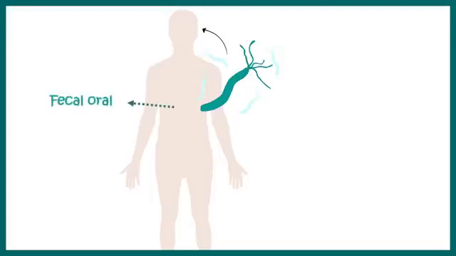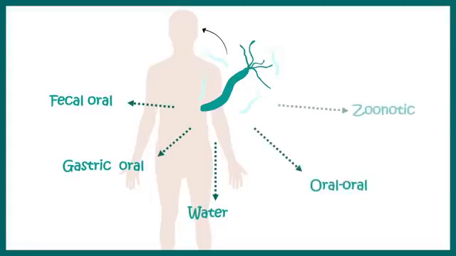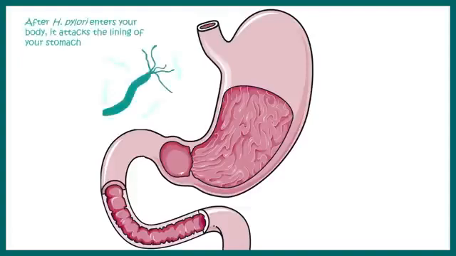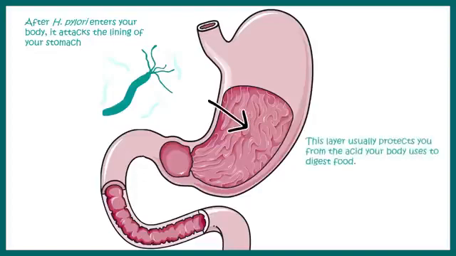It could be fecal-oral, gastric-oral, it could be waterborne, and in rare cases it could be oral or zoonotic mediated transfer. So once Helicobacter pylori enters our body, it survives the harsh environment in the stomach, and it erodes the lining of the stomach, and ultimately it leads to formation of a gastric ulcer or a duodenal ulcer.